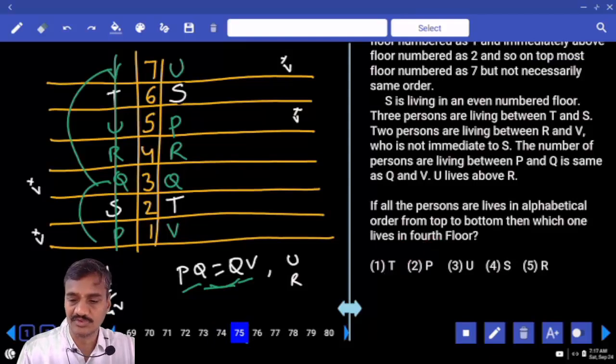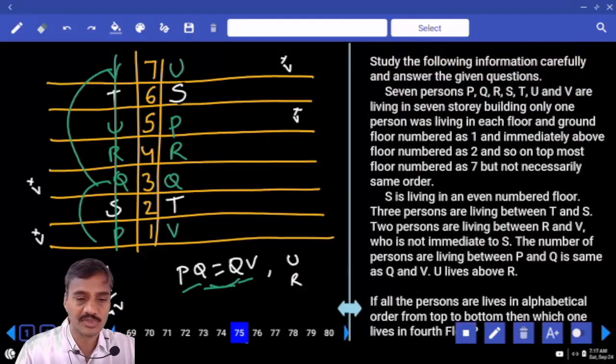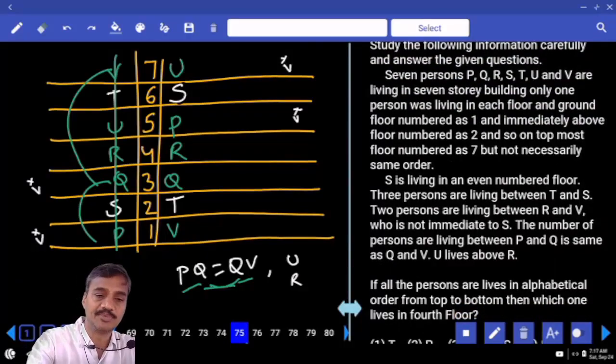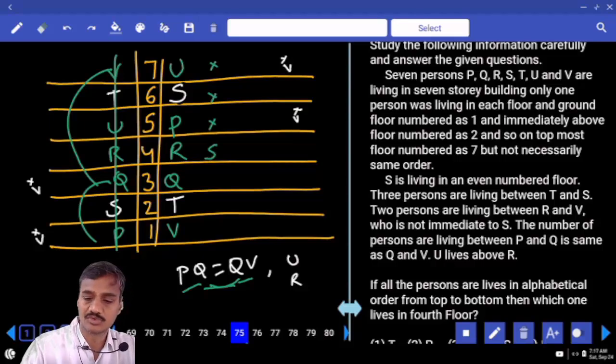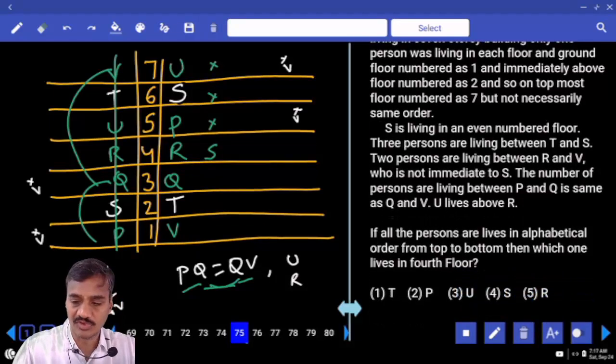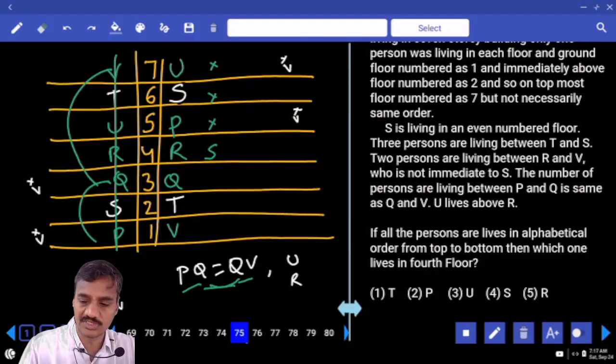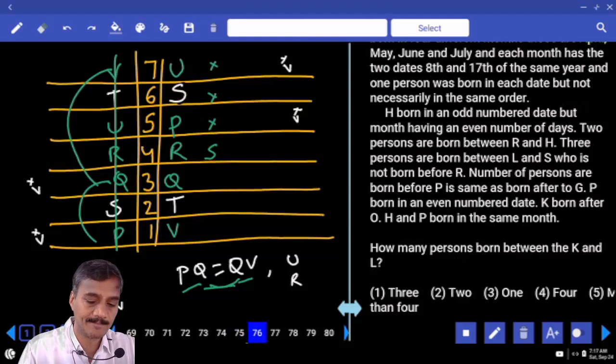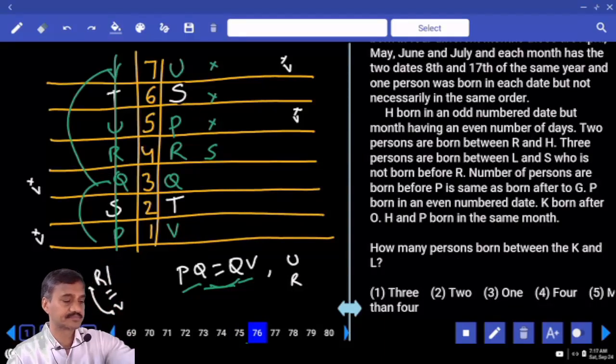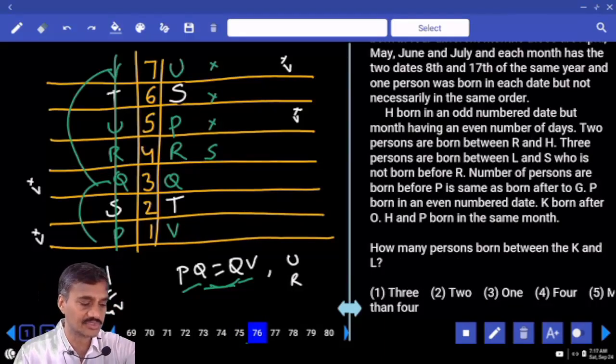Then coming to question 75, if all these persons are made to sit in alphabetical order from top to bottom, which one of them lives on the 4th floor? Top to bottom: P, Q, R, and S. Now the question is about the 4th floor, top to bottom. Yes, that is your answer, choice 4, question 75. Clear?